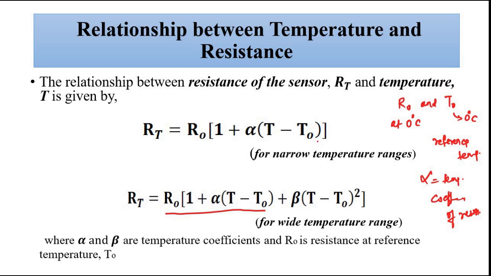Then we have a higher power relationship, which is beta into T minus T0, the difference between the two temperatures, the square of that. This is for wide temperature ranges. This is for narrow temperature ranges, where the difference between the measured temperature and the reference temperature is not too much, but in this case it is too much. In this case we have another temperature coefficient of resistance, beta. So alpha and beta are temperature coefficients of resistance, which are unique for each metal, and they are mentioned in the specification sheet.